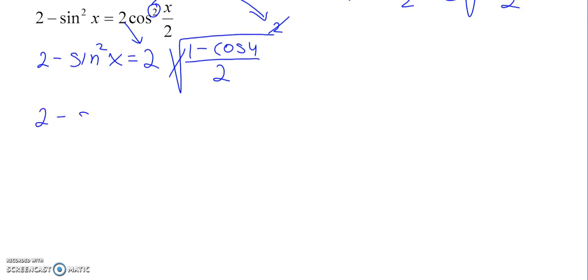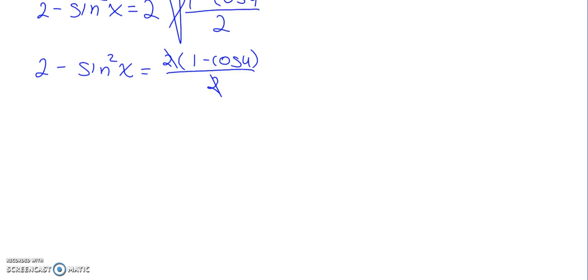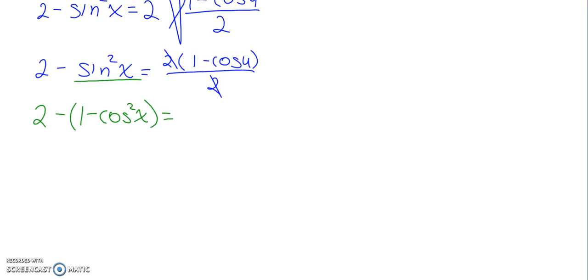So 2 minus sine squared x equals 2 times parentheses 1 minus cosine u over 2. Go one step further, the 2's cancel out. And now it's solved for x. And using the strategies we've seen from the last couple sections, sine squared is equal to 1 minus cosine squared. So 2 minus, parentheses, 1 minus cosine squared equals 1 minus cosine u.